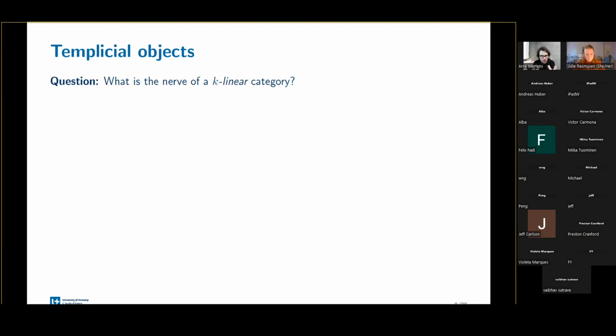And this whole story starts with considering the nerve of categories. So the first question would be, okay, what is then the nerve of a k-linear category? And what type of object does it become? Instead of a simplicial set, you would expect to get something simplicial-like, but which is enriched. And a first naive attempt could be simplicial vector spaces. But that won't work very well.